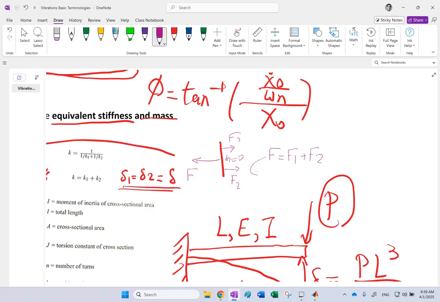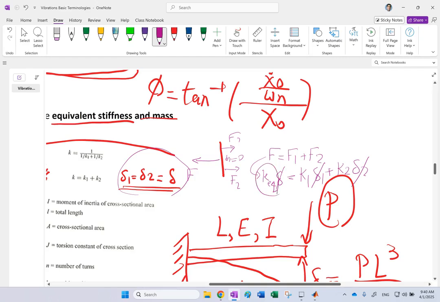Now what is F? F is K equivalent times delta, based on what we learned. F1 should be K1 times delta 1, and F2 should be K2 times delta 2. Now remember, the deltas are all the same, so I can get rid of them. And guess what? You get K equivalent is K1 plus K2, and that is exactly this. Okay, so two springs in parallel, the equivalent is the sum of the two. Or if you have 3 or 4, it's just the sum of them.